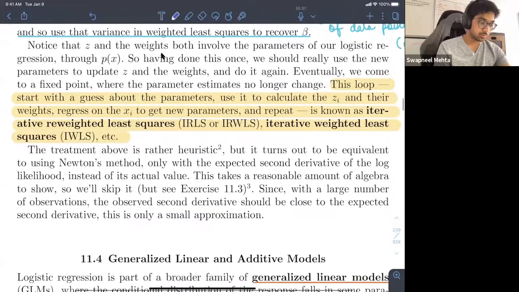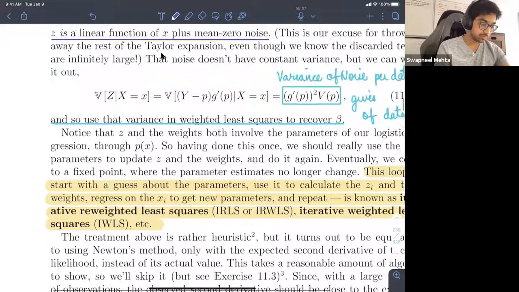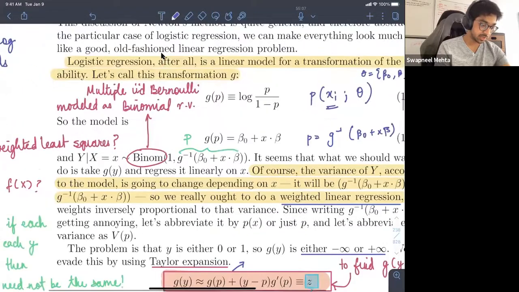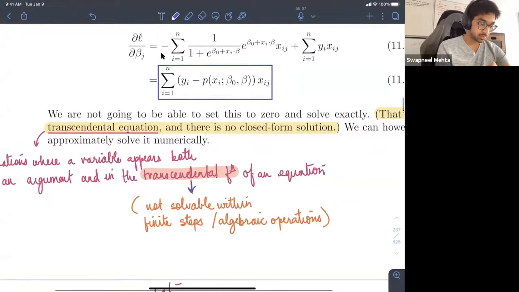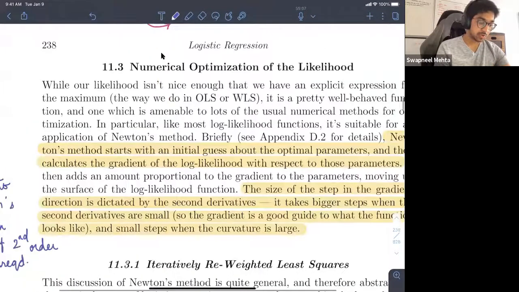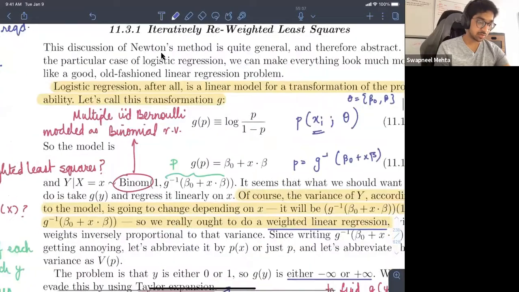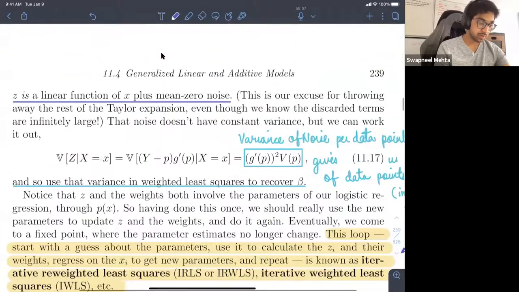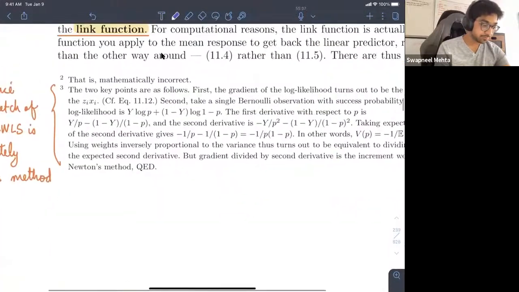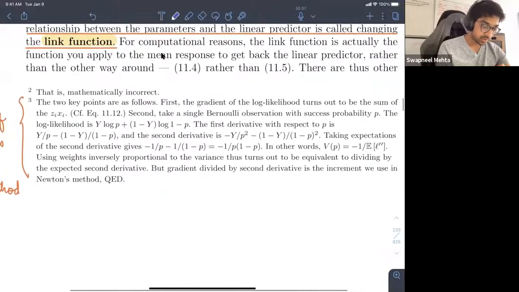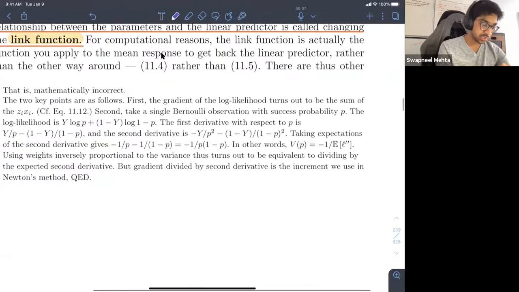Okay, so we want to solve this transcendental equation that we had by using this technique of numerical optimization that relates to Newton's method. And how does it relate to Newton's method? He's actually given a nice explanation, where if you're going for, and this assumes a bit of knowledge about distributions, but I'll make it clear. So the two key points are as follows.